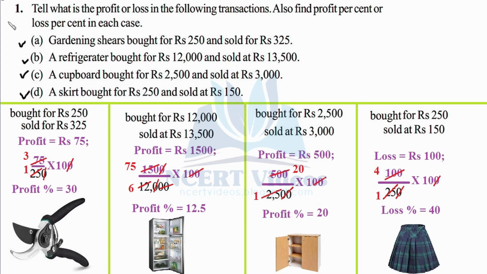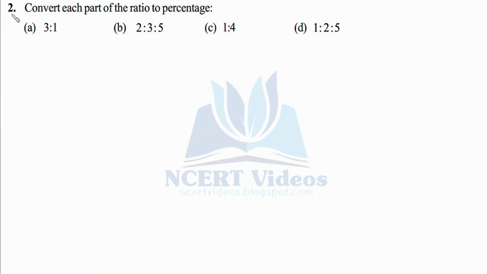So this is your first question. Question second. Convert each part of the ratio to percentage. A is 3:1, B is 2:3:5, C is 1:4, D is 1:2:5.